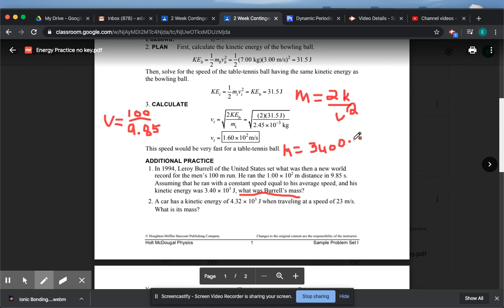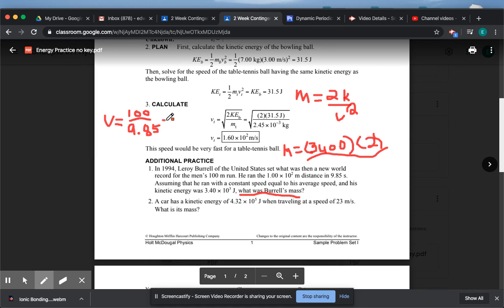So this is 3,400 times 2. Let me put it in brackets just so it's easier to see. People might get confused with the dots. 3,400 times 2. And then all of that divided by whatever you get here for the velocity. So 100 divided by 9.85.